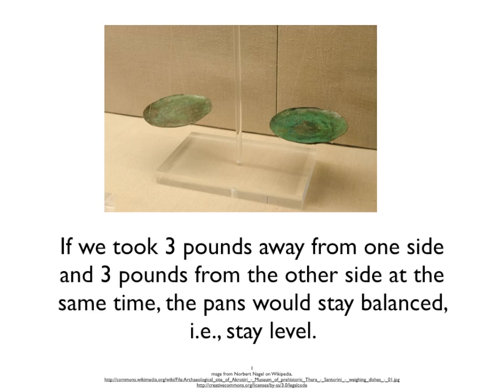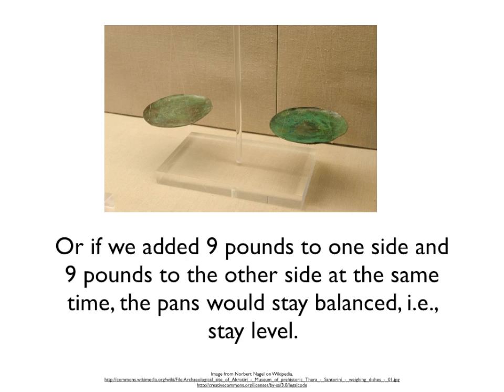So you think, if we had stuff on each side, if we took 3 pounds away from one side and 3 pounds away from the other at the same time, the pans would stay balanced. They would stay level. Or if we added 9 pounds to one side and 9 pounds to the other at the same time, the pans would stay balanced. They would stay level. There'd be equal amounts on each side.